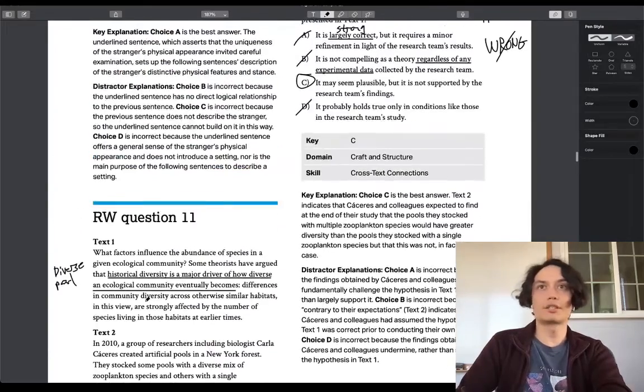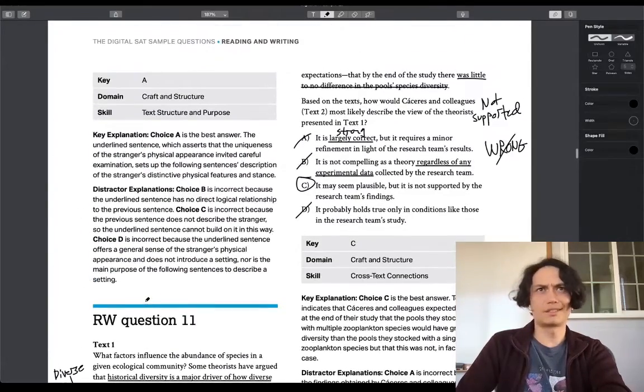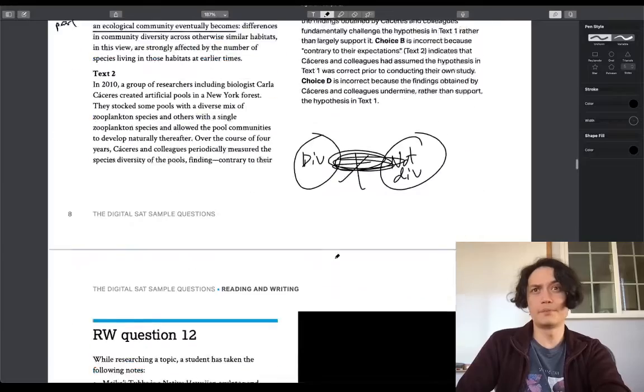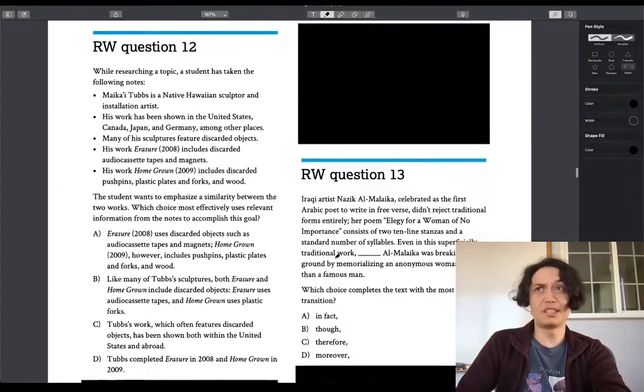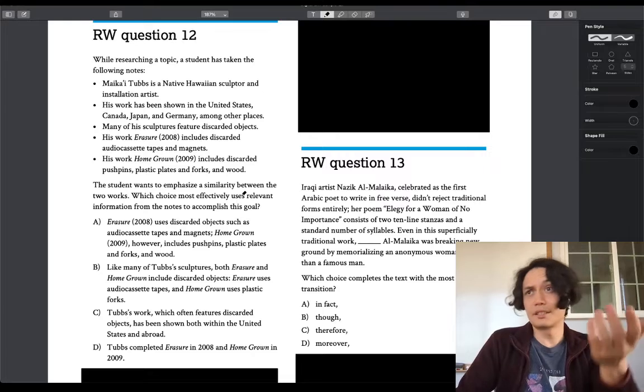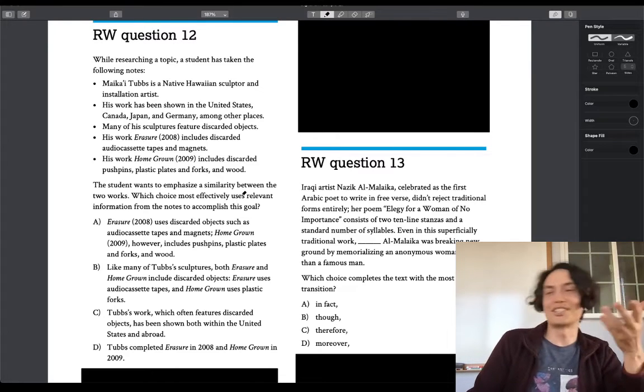Well, anyway, it's a cross-text connections question, and basically it's a point of view question from the old SAT. This is not super new. Man, I feel like kids just need to take an LSAT class, practice using LSAT questions, and then the SAT will seem easy. But the LSAT's really hard.